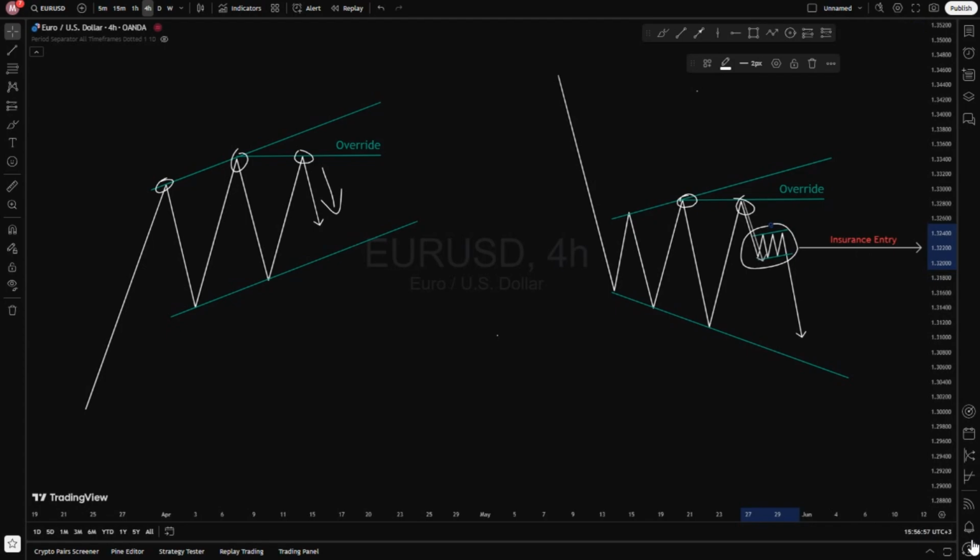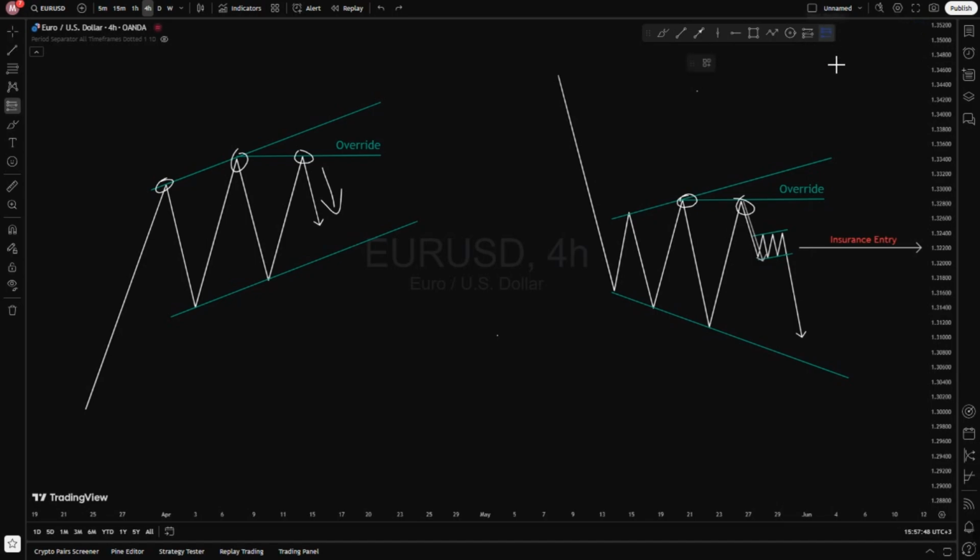The idea behind the insurance entry is this. You're entering in an area that's less confirmed, but you're not going in blindly. You're waiting for the first continuation after the initial rejection. That continuation adds the confirmation you need to execute the trade with confidence.